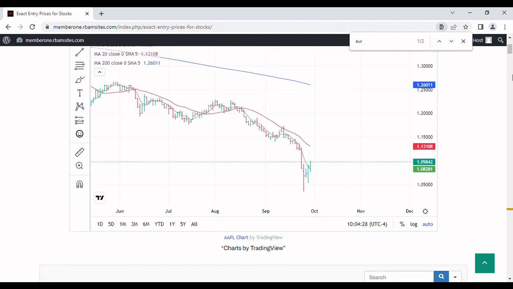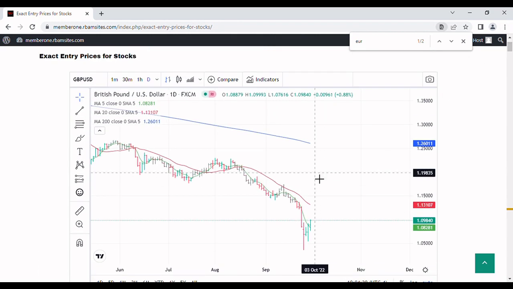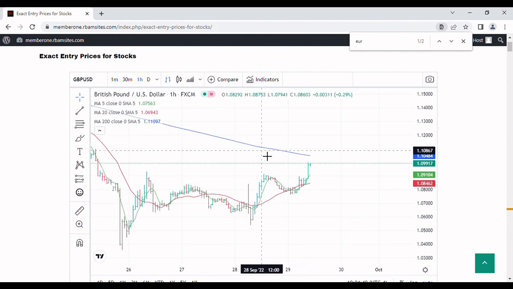Let's go take a look. 1.078. So it does say to short. It's shorted towards the bottom. Let's take a look on the hourly chart and see if it could have made any money. 1.078. Barely. Just a little bit of money could have been made shorting that last night.